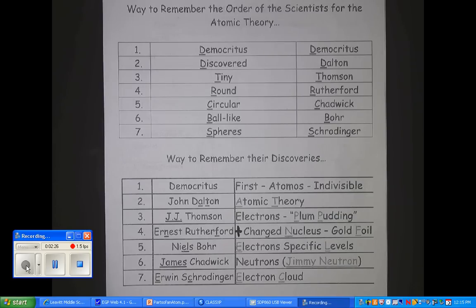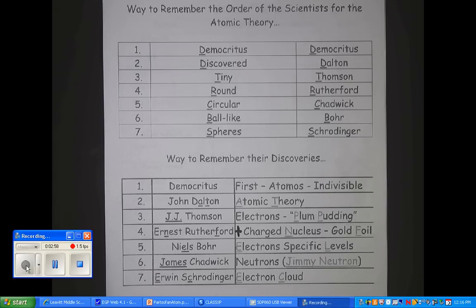Niels Bohr, he's the guy that has now the electrons are in different levels, like the planets orbiting the sun. James Chadwick, this is the best one right here. Another name for James is Jimmy, and he discovered the neutron, so Jimmy Neutron. And then Erwin Schrodinger, he has the credit for the current theory, the electron cloud model. And so you have the E for electron and the C in his last name for cloud.